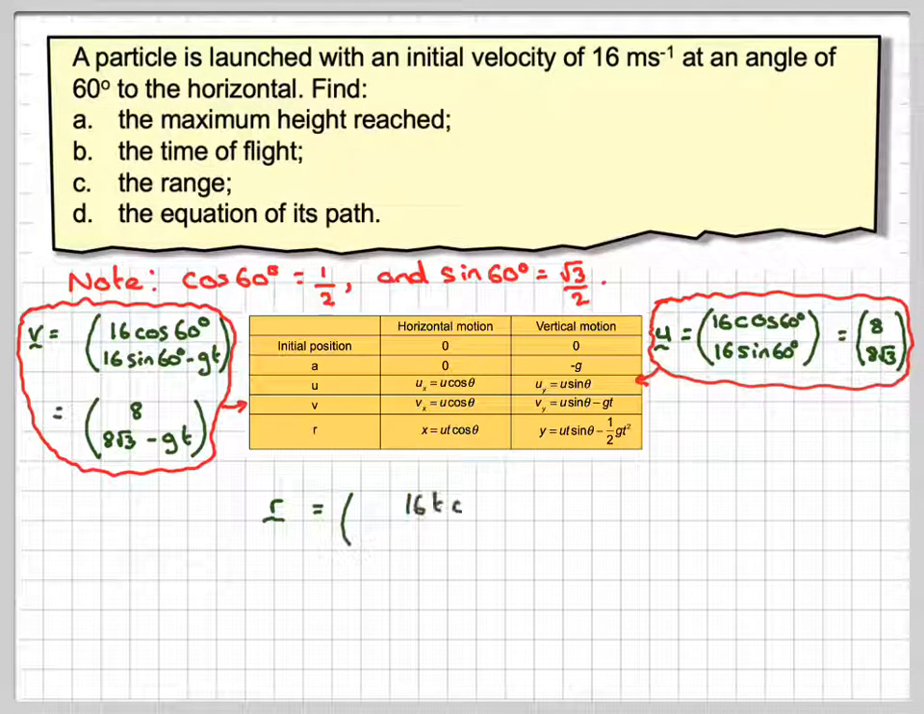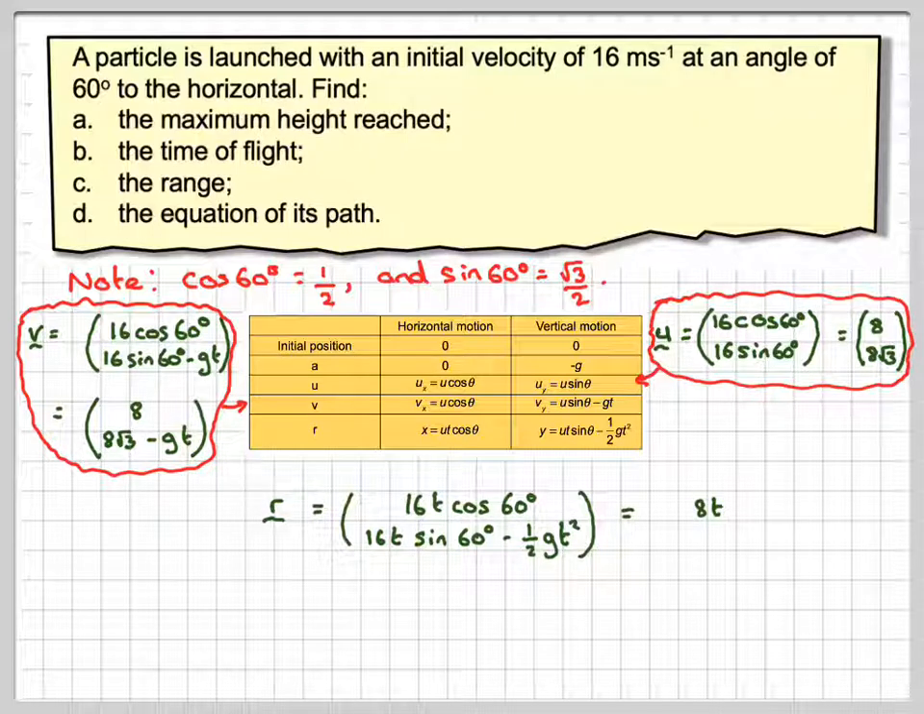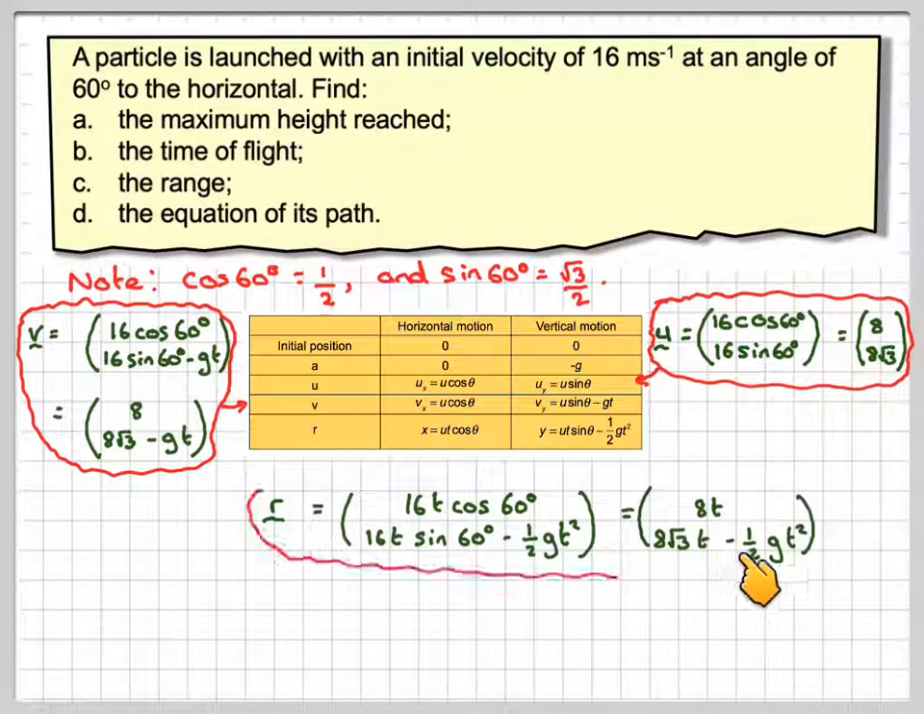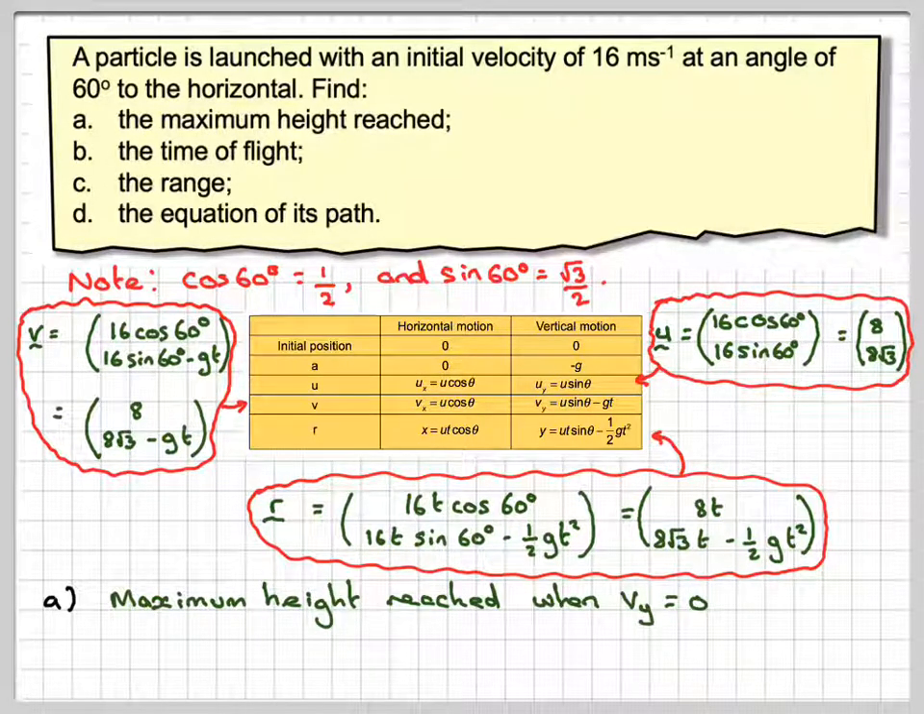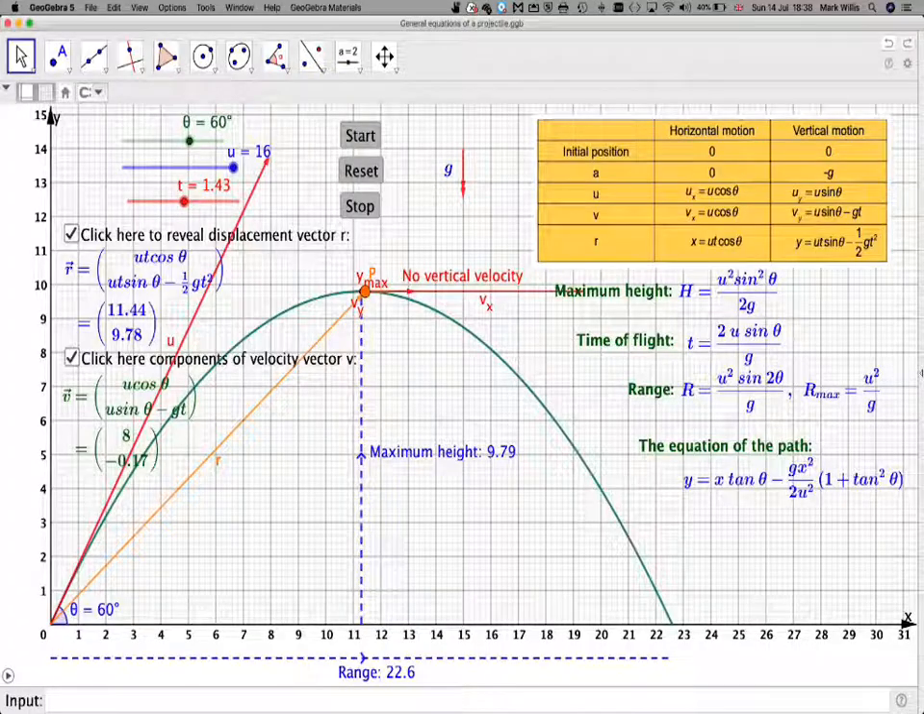The position vectors are going to be 16t cos theta for this one, and for this one 16t sine 60 minus a half gt squared. Right, simplifying that, they will become 8t, because that's a half times 16, and then 8 root 3 t minus a half gt squared. So we're going to be using these equations. So the maximum height is reached when the vertical velocity will be equal to 0. So if we just go back to this for a minute, here we have no velocity acting downwards.